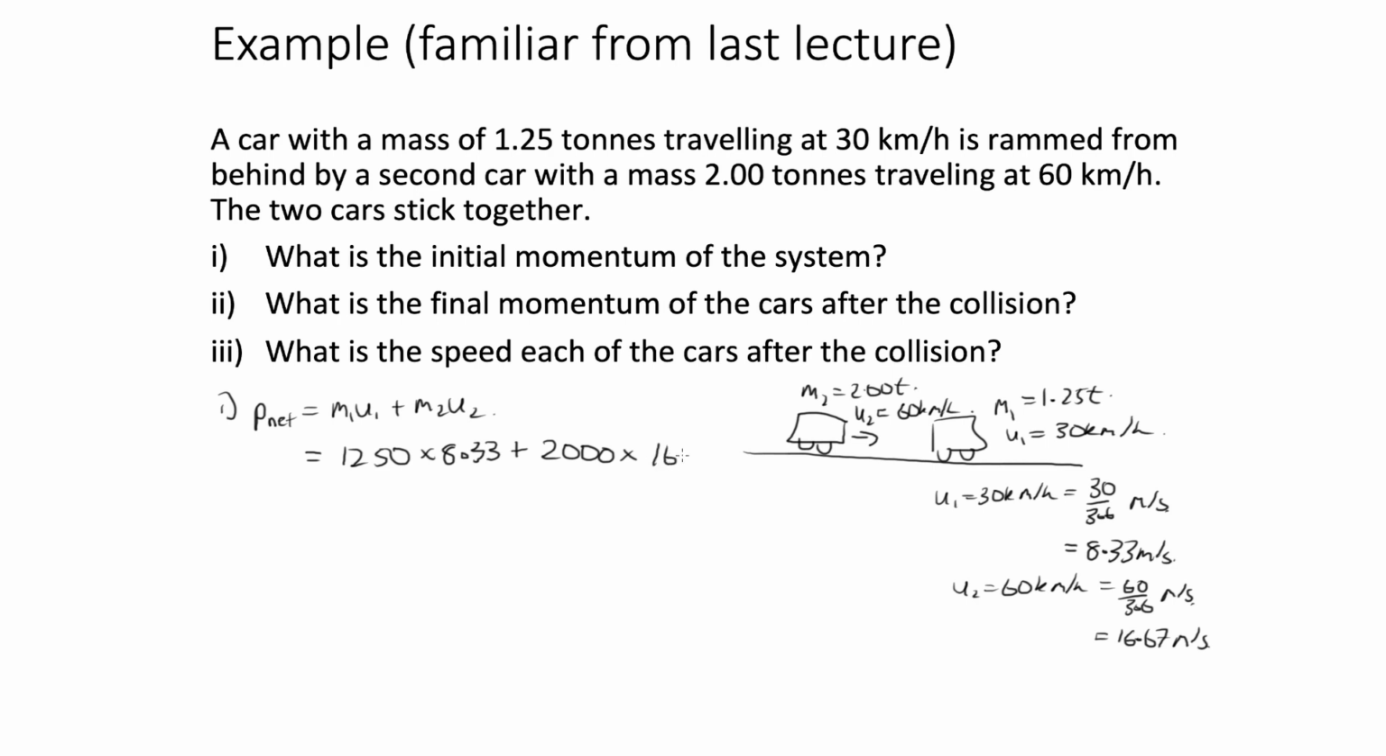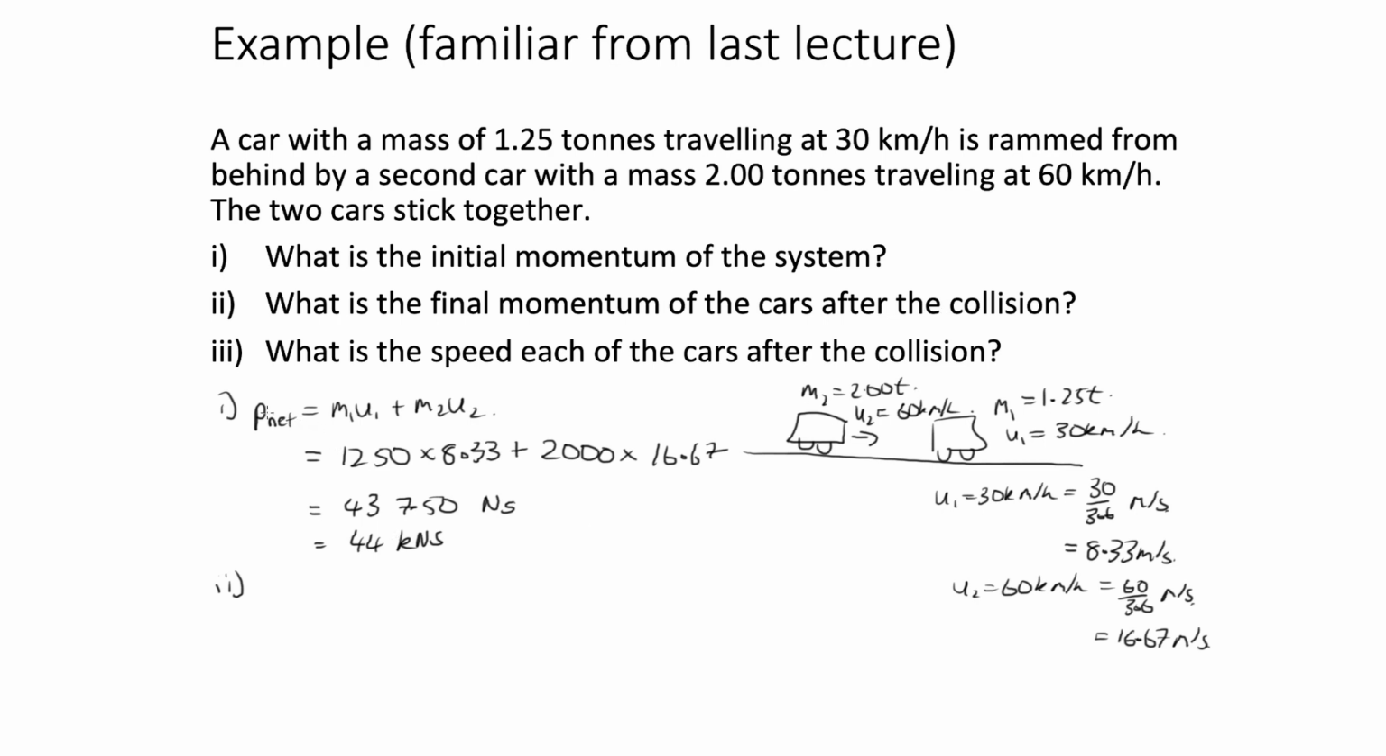So this is times 16.67. Solving this on the calculator, we get 43,750 newton seconds, which is equal to 44 kilonewton seconds. Now part 2 says, what is the final momentum of the cars after the collision?